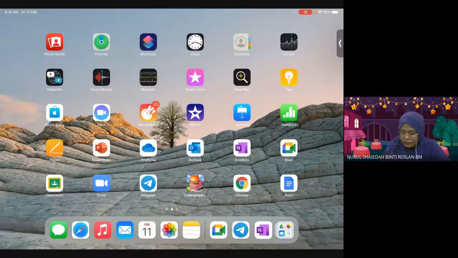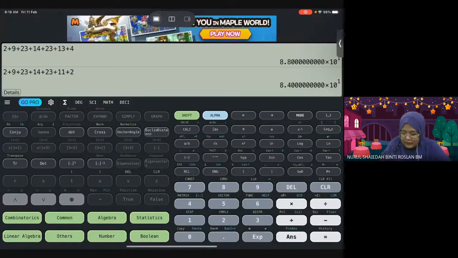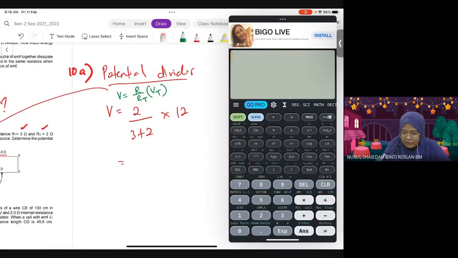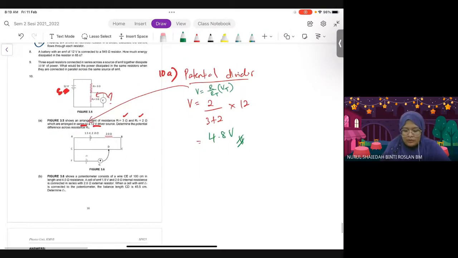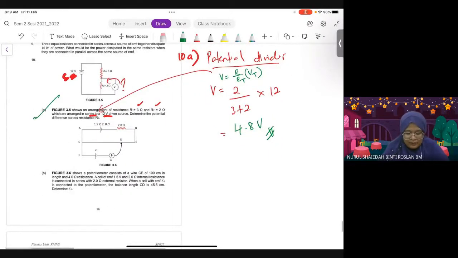Okay, so manalah saya punya calculator. Calculator yang tak menarik ni. Okay, calculator yang tak menarik ni. Tak boleh, dia tak ada. Untuk tu tak ada. 2 bahagi 5 darab 12. So saya akan dapat 4.8 lah. So 4.8 volt. So that is my answer lah untuk potential divider. So sangat senang potential divider. So kalau soalan keluar yang ni, buatlah. Sangat senang.